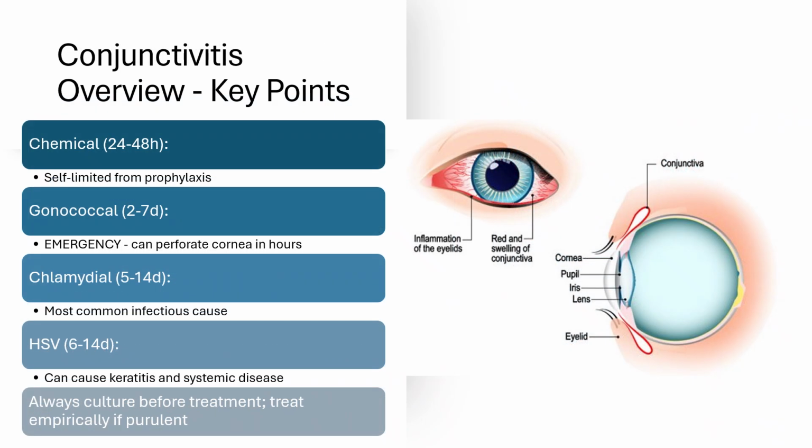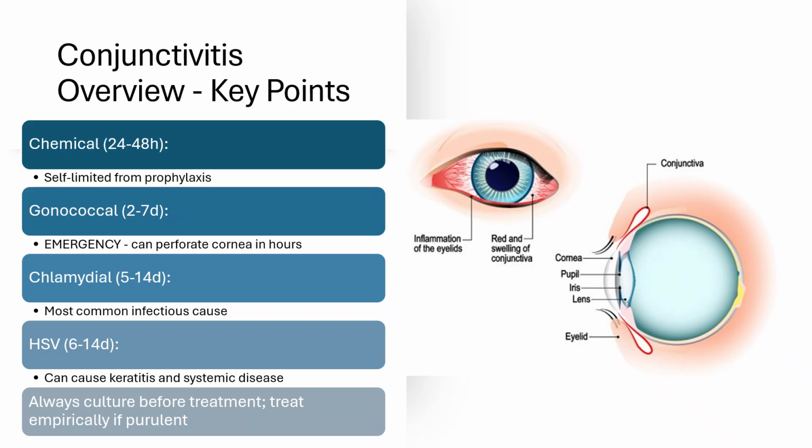Timing guides your approach to neonatal conjunctivitis. Chemical conjunctivitis appears within 24 to 48 hours after prophylaxis. The infant develops mild lid swelling and watery discharge that resolves without treatment. Parents need reassurance, not antibiotics.